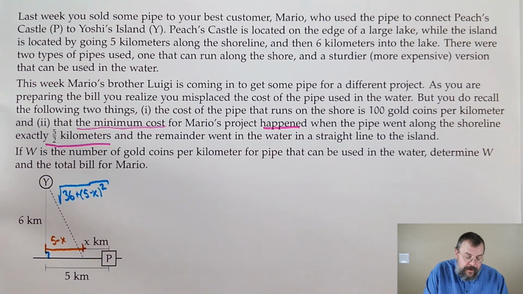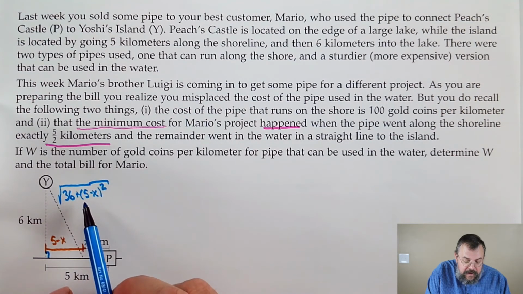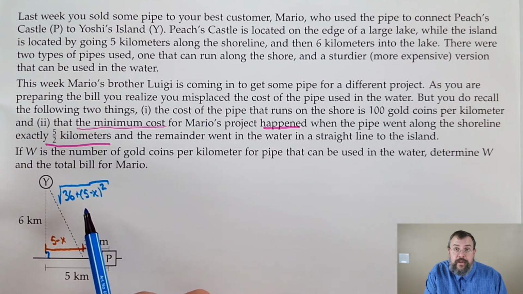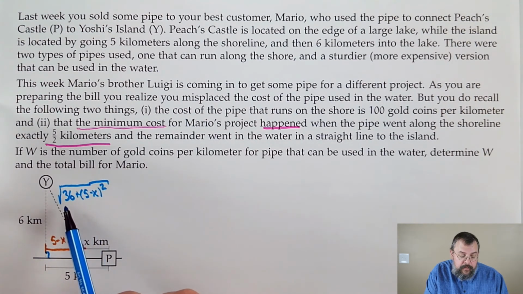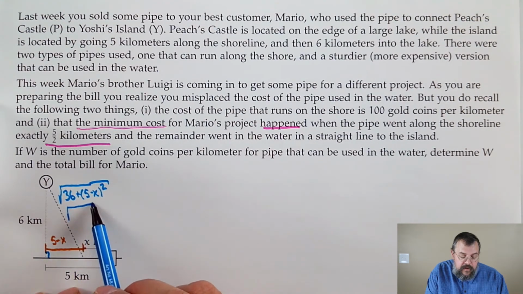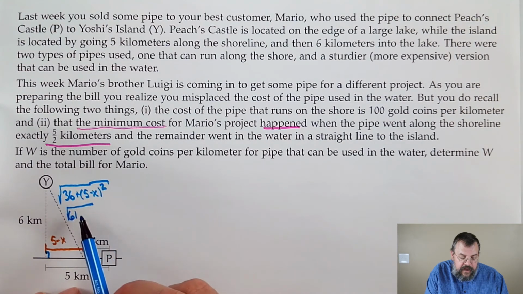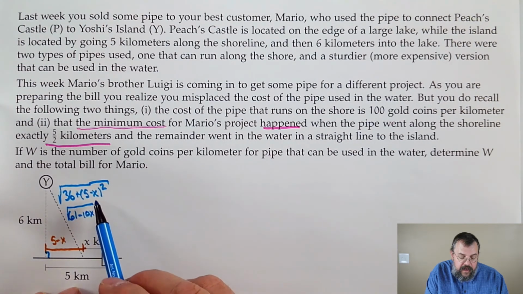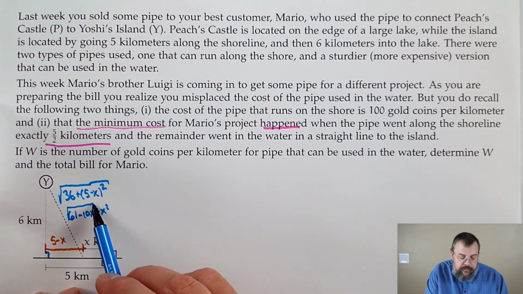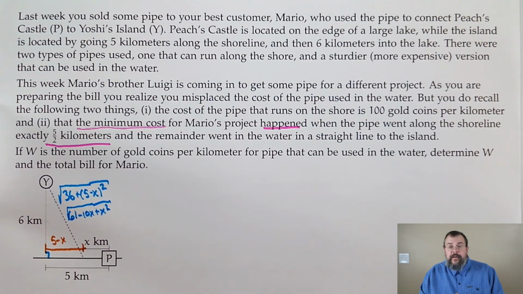Well, let's proceed cautiously now. We can clean up a little bit. 5 squared is 25. 25 plus 36 would make this 61. And then if we multiply that out, that would be minus 10x, and then plus x squared. So there's the length of the pipe that we need in the water. We know how much pipe we need on the land.